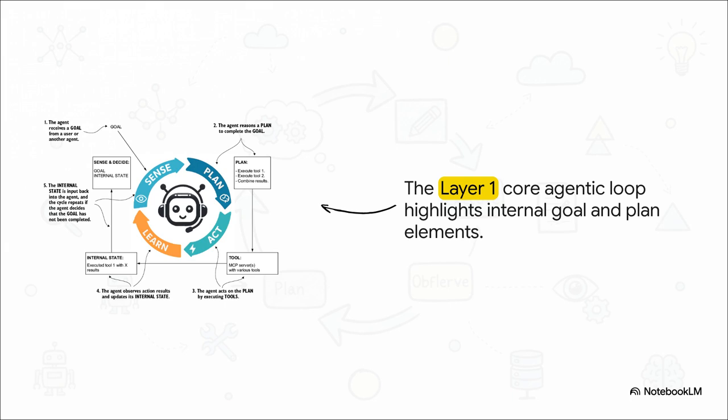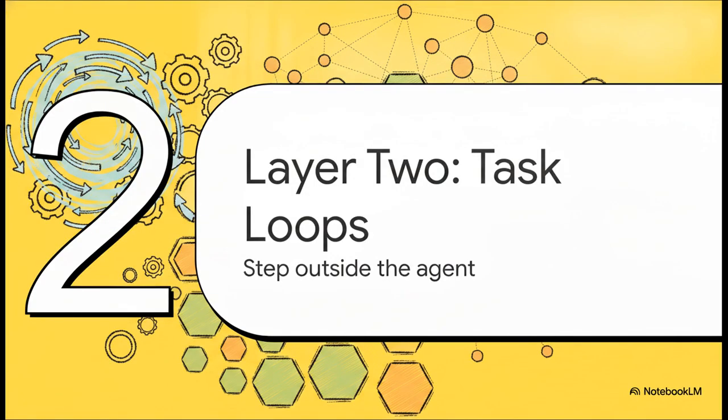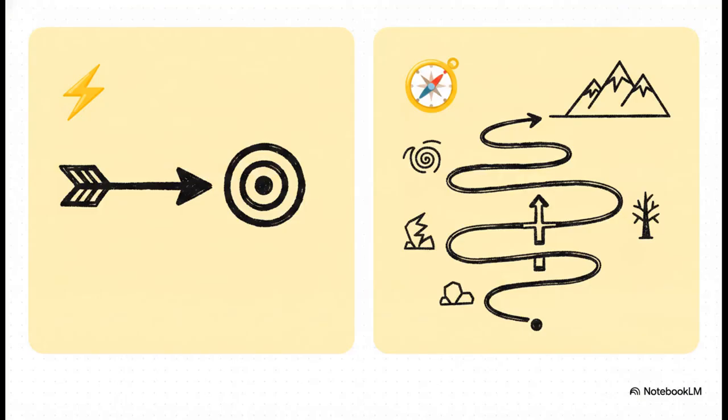But you have to ask yourself, what happens when the goal is simply too massive, too complex for this single internal process to handle? Section 2. Layer 2. Task loops, stepping outside the agent. So the big distinction between Layer 1 and Layer 2 really comes down to the horizon of the goal, and quite frankly, the physical limits of the AI model itself.